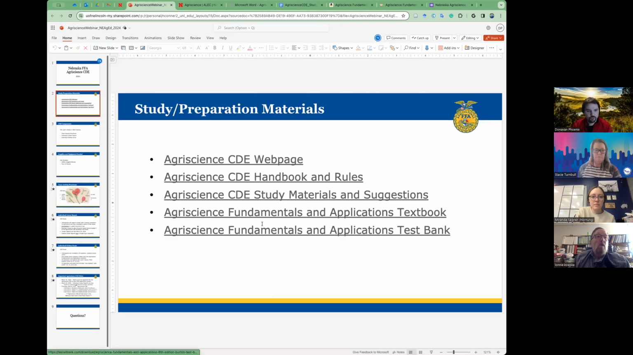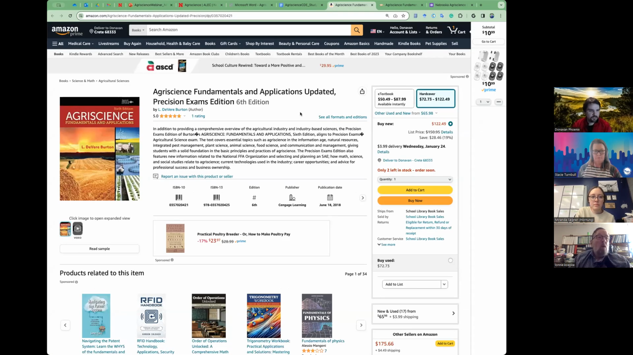And then the second two resources that I have linked in here are the textbook and the test bank. We highly recommend you purchase these or find these resources. They are available and they're linked in here. The textbook is on Amazon, which I believe is just a little bit cheaper than on the website. The textbook will have all the questions and a lot of the information and the content that you want to train your teams with.